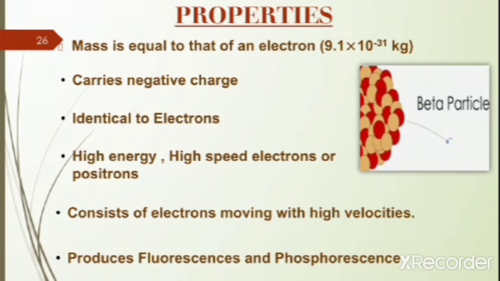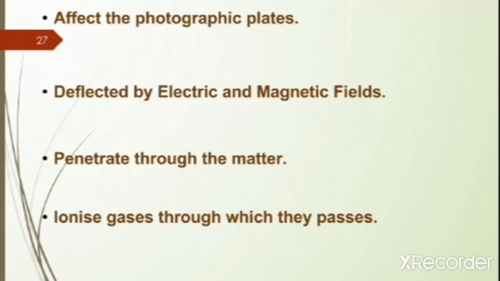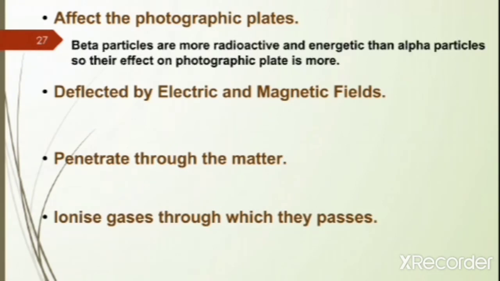It consists of electrons moving with high velocities. It produces fluorescence and phosphorescence. It affects the photographic plates. That is, the beta particles are more radioactive and energetic than alpha particles, so their effect on photographic plate is more. I hope you all understood that.